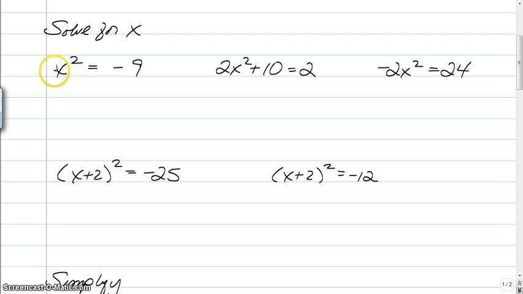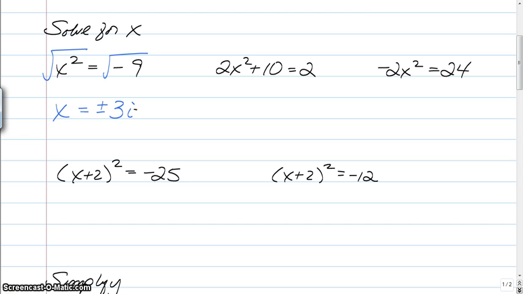So for example, to get rid of an x squared, like we've talked about in the past, we just square root both sides, and that'll cancel the x squared to become x is equal to the square root of a negative 9, which is plus or minus 3i.